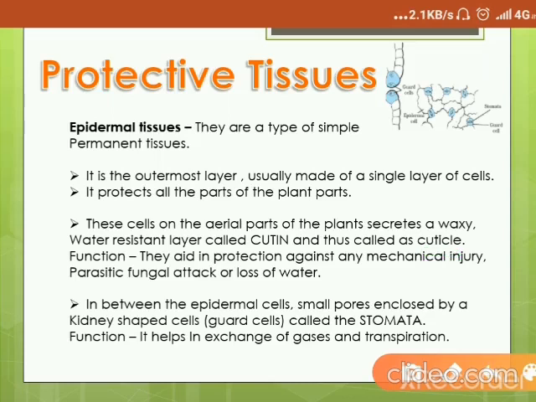So what is the main function? Their function is to be protective against any mechanical injury, parasitic fungal attack, or any loss of water. In any case, these epidermal tissues work as a protective covering. In between these epidermal tissues, you can see small pores. You can see the picture here.